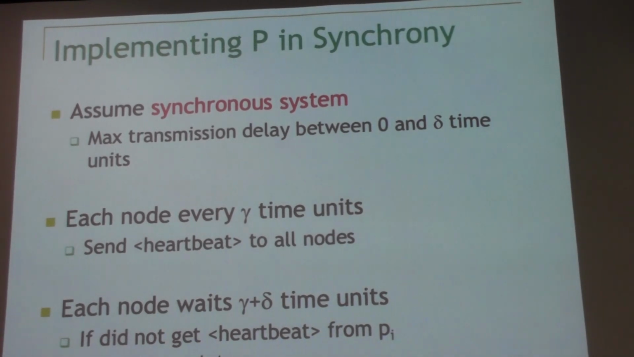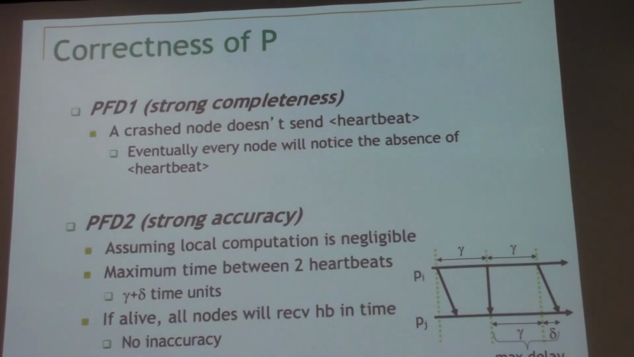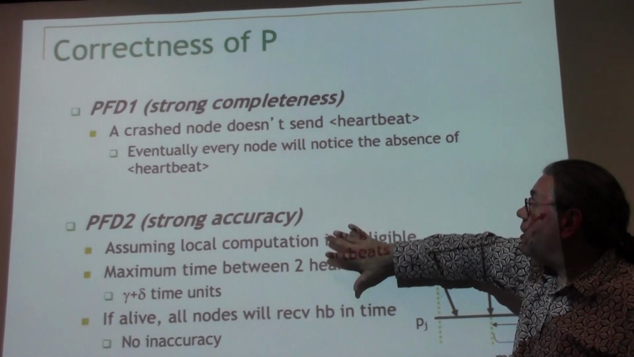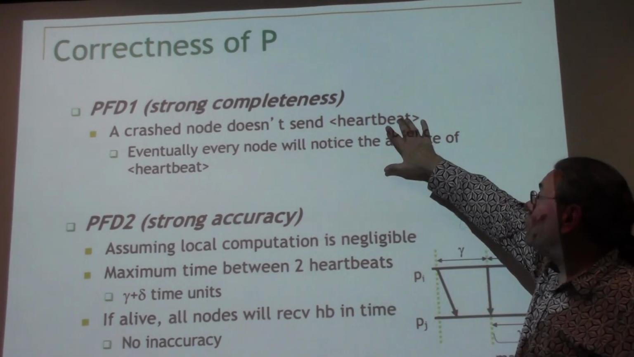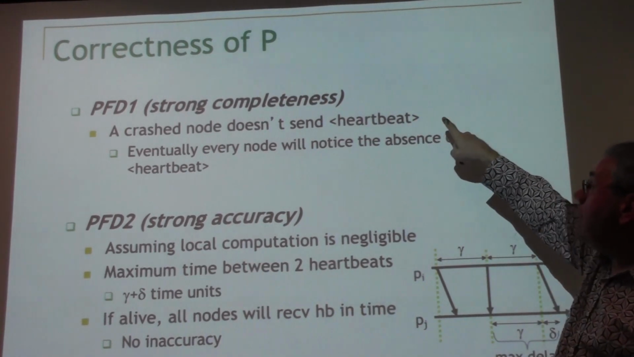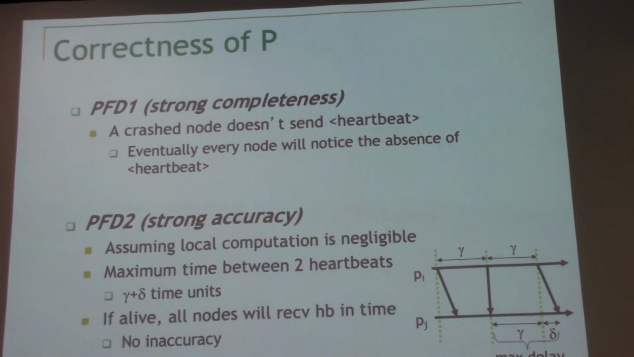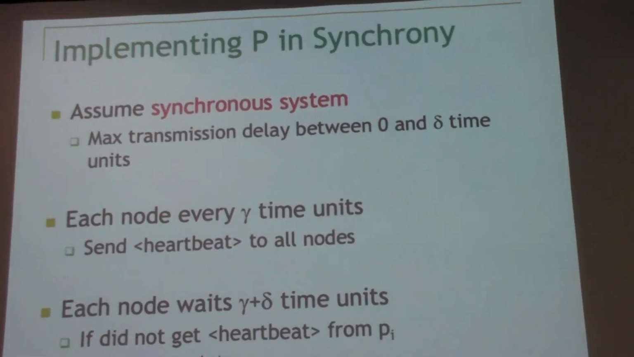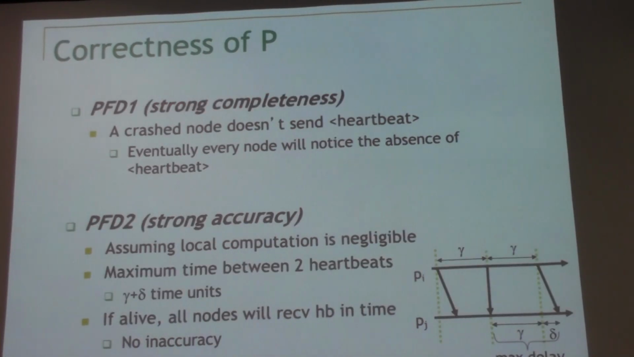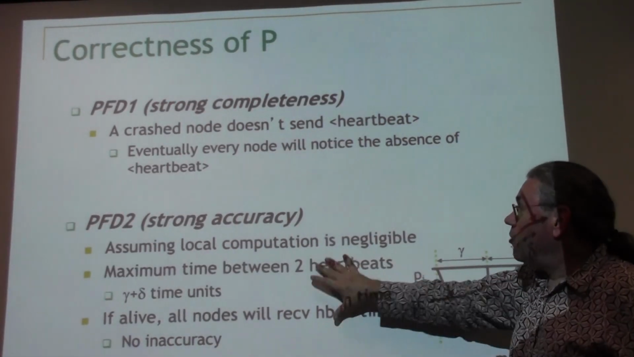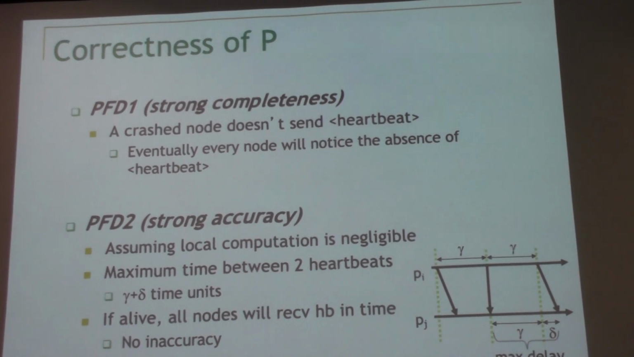And we can prove that this is correct, that it satisfies the properties. So let's prove the two properties. The accuracy is a little bit harder, but the completeness is very easy. If the node crashes, it won't send a heartbeat. And if it doesn't send a heartbeat, then the other ones cannot receive it. So they will all see the crash. So that's easy. Strong accuracy is slightly harder.